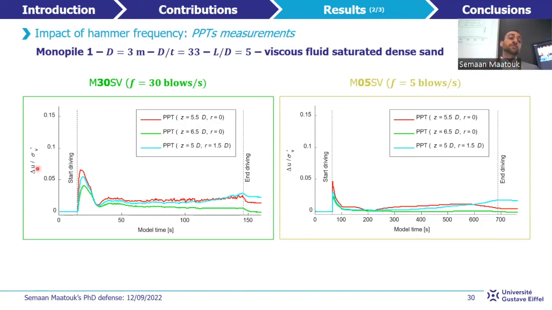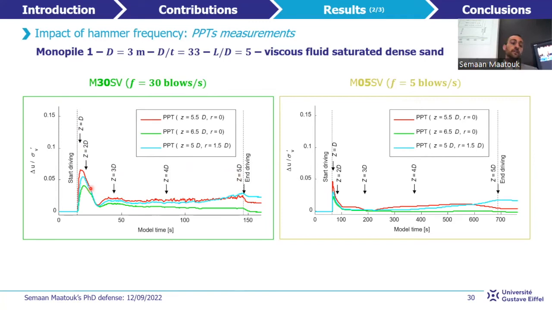The excess of pore fluid pressure delta U normalized by the initial vertical effective stress sigma prime V as a function of the model type, during the installation of the monopile into viscous fluid saturated dense sand, on the left with the highest hammer frequency of 30 blows per second, and on the right with the lowest hammer frequency of 5 blows per second. In addition, the time at which the monopile reached 1D, 2D, progressively up to the final depth 5D is also noted. Both tests show exactly similar response.